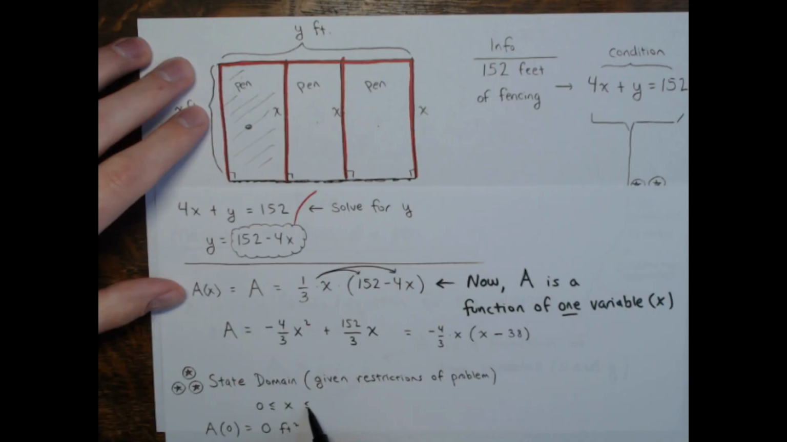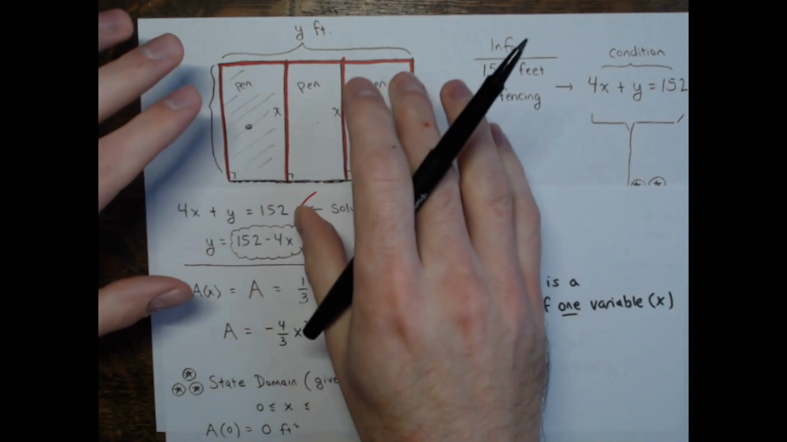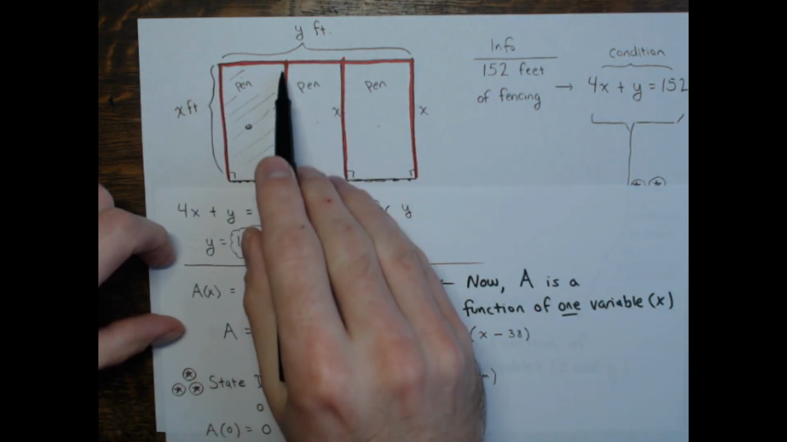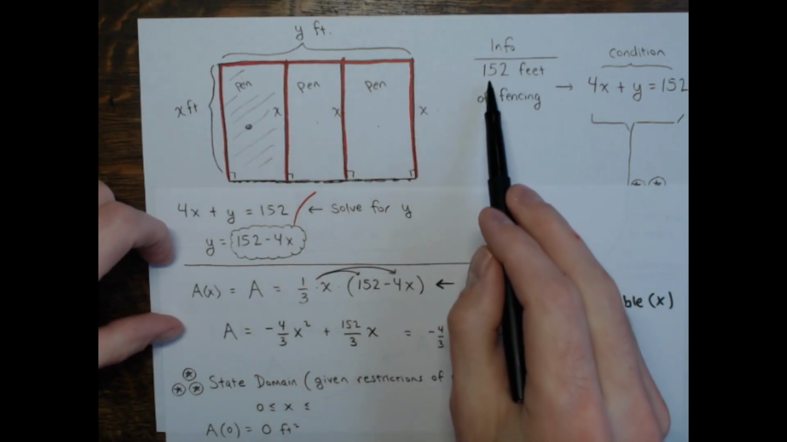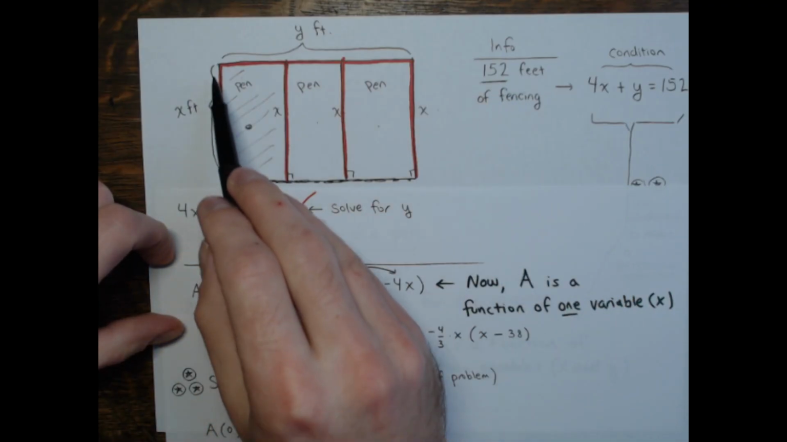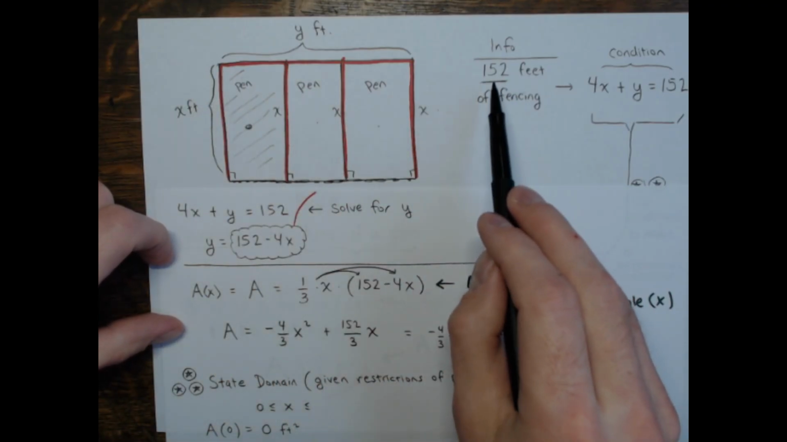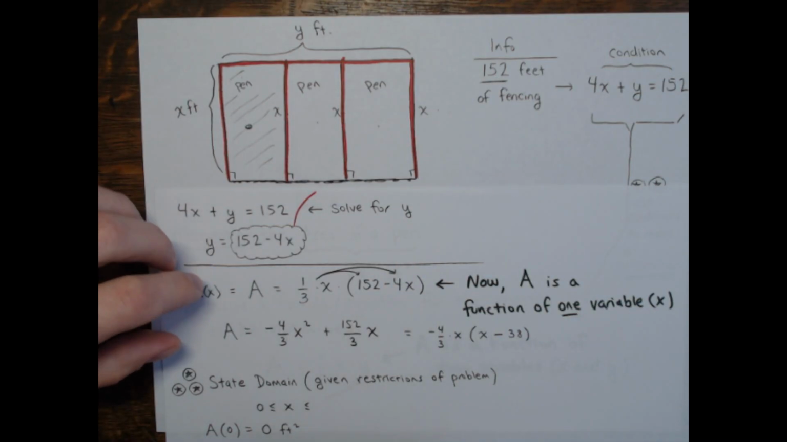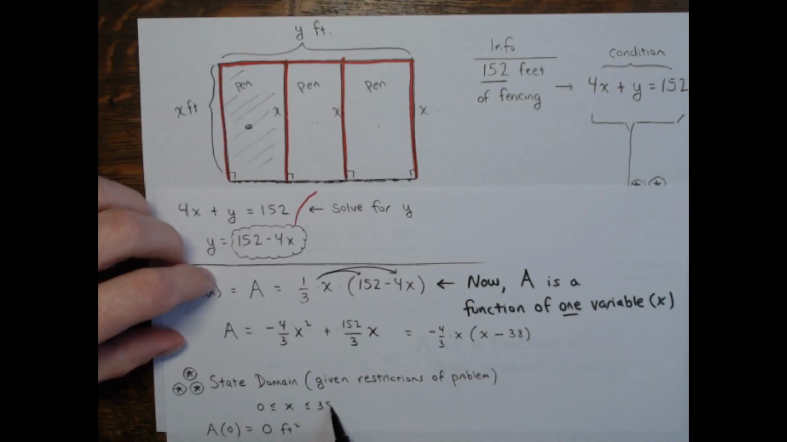And then the high end of this, right? Again, think about the physical limitations of the problem. Remember, there are 4 of these x's in this picture, but I only have 152 feet of fencing. So these can't be more than 38, right? I mean, I divided 152 by 4 earlier. So it can't be higher than 38 either.